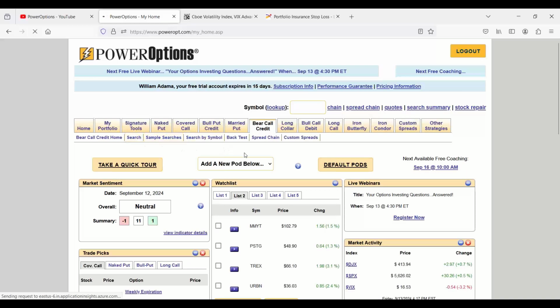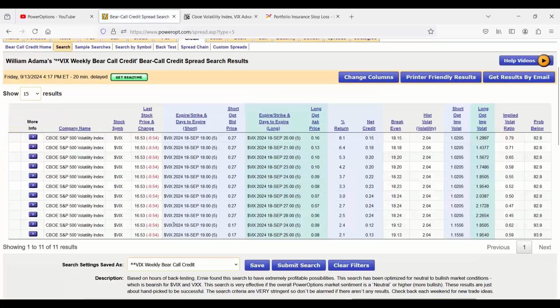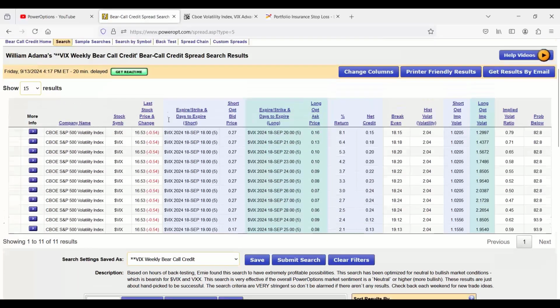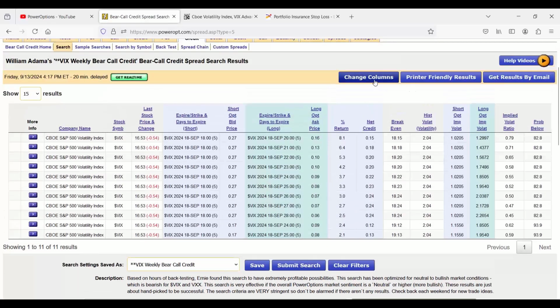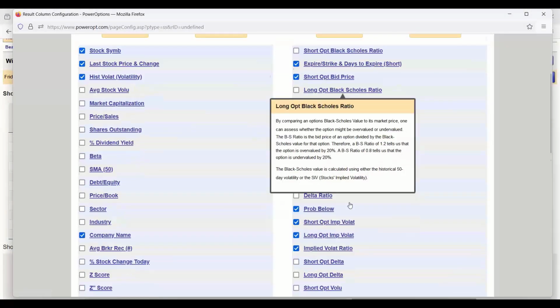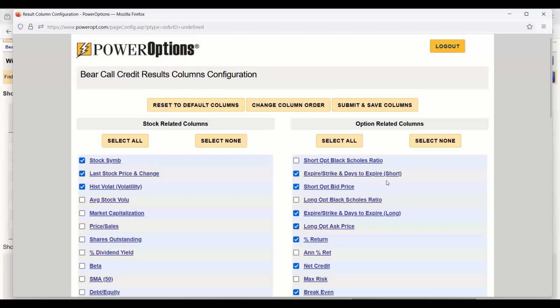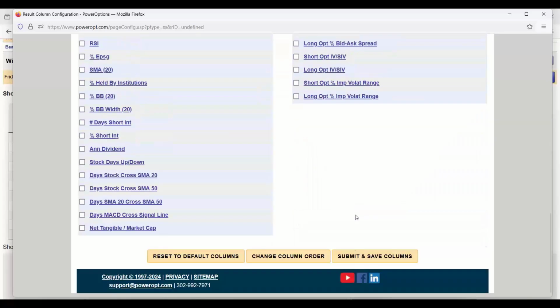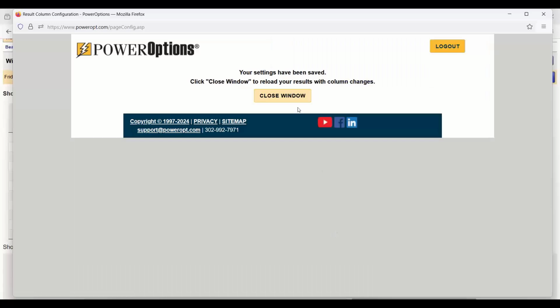So I go back to the search. And here we're looking at our default weekly bear call. So you can customize the search any way you want. You can change the columns. Any column you can sort or filter by for the stock or the option, you can select to view in that field. Okay, so let me just go down here. We're just going to go ahead and submit that and not change anything right now.